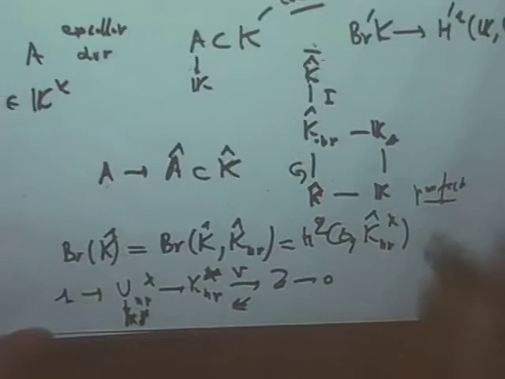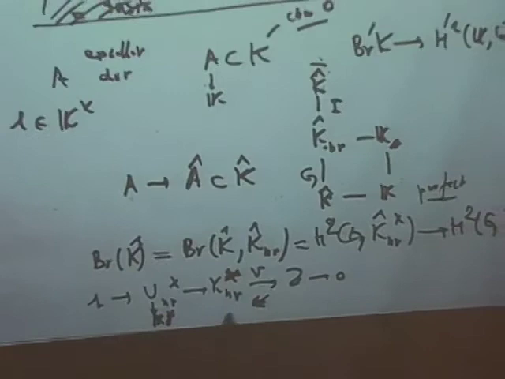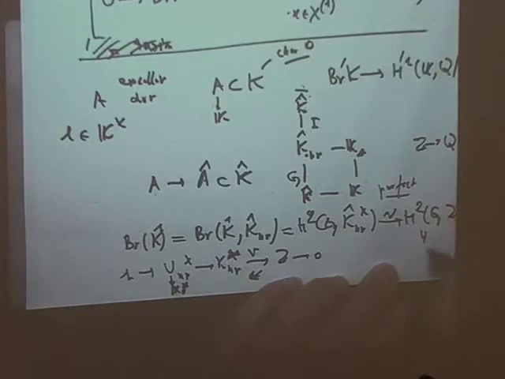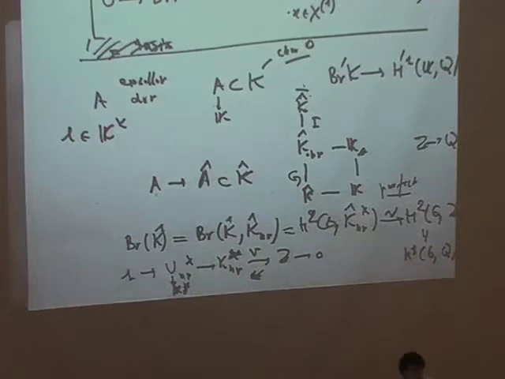So if you look at H2 with values in this group here, you have a map to H2 of G with values in Z, which in fact is an isomorphism, because the Galois cohomology of this one, starting from H1, is zero. It's just like the cohomology of kappa S star. So in fact, you get an isomorphism here. And then using the standard sequence Z goes to Q mod Z, you get that this thing is H1 of G with values in Q mod Z, and you see the concrete way of computing the residue from this setup.